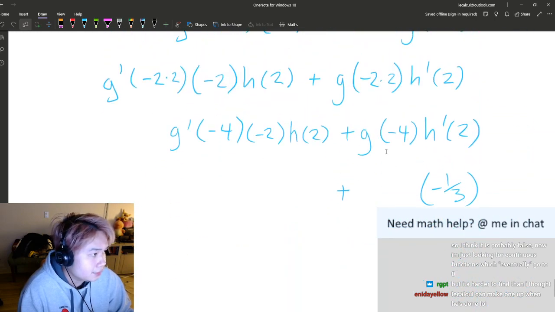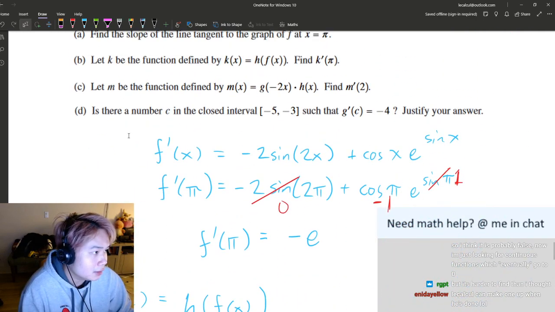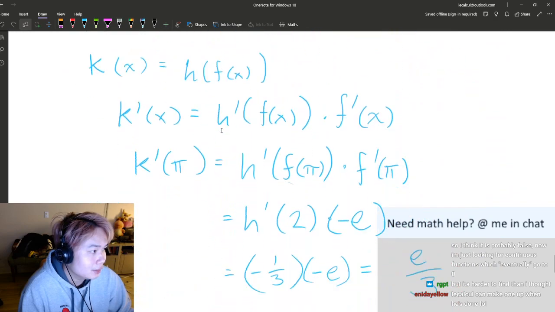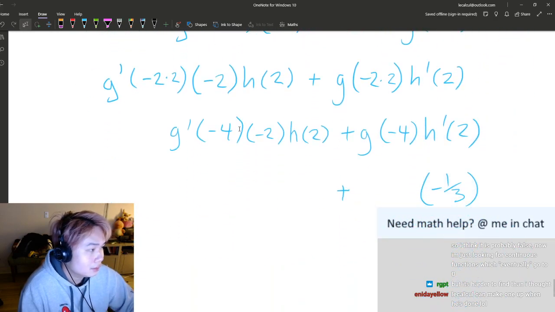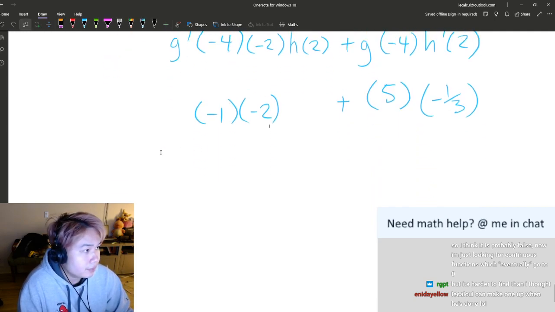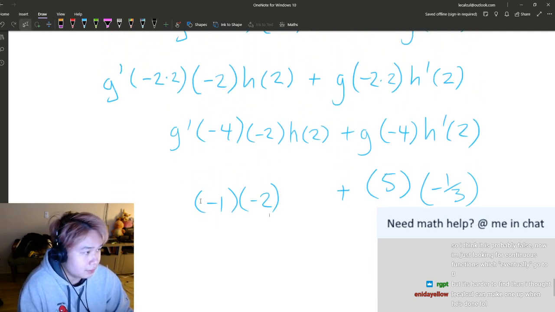Okay, let's see if I'll do g, and then I'll deal with h of 2 later. g at negative 4 should be on this table. Yeah. It's 5. And then g prime at negative 4 is negative 1.